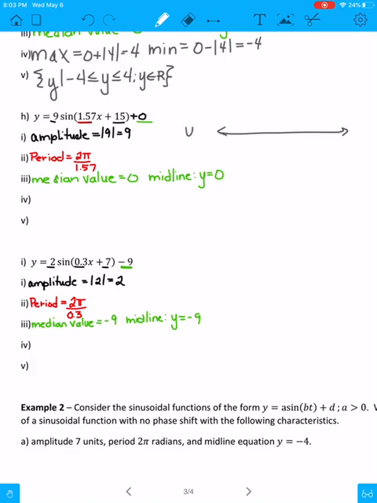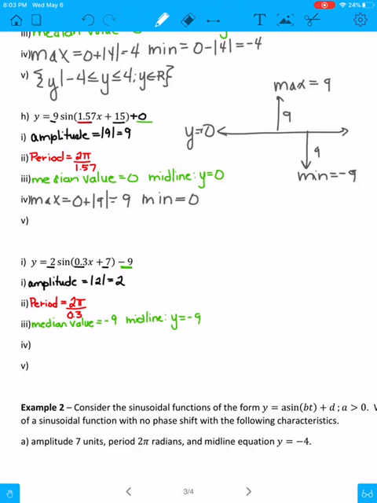This one we have a midline at y equals 0. We're going to go up 9, down 9, and we have a max equal to 9 and a min equal to negative 9. So I get a maximum equals 0 plus the absolute value of 9, which equals 9. And I have a minimum, which equals 0 minus the absolute value of 9, which is equal to negative 9. And my range is going to be y such that negative 9 is less than or equal to y is less than or equal to 9, Y, E, R.